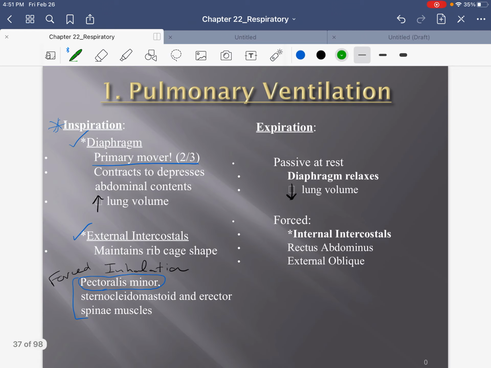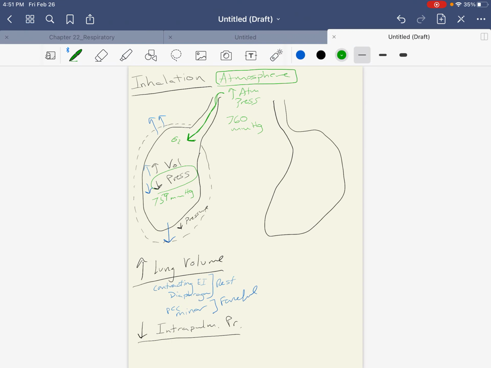Excellent. Now, let's talk about exhalation. Exhalation is what we consider to be passive at rest. And all that means is, all that has to happen is the diaphragm relaxes. So let's come back here, and now we're going to talk about exhalation.